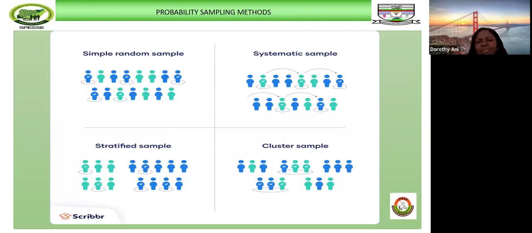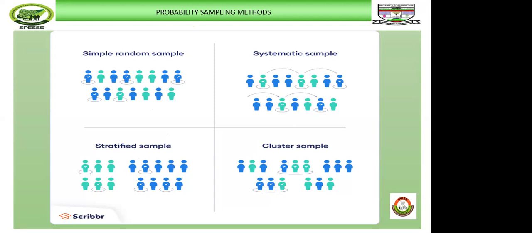So we'll go to probability sampling methods and we'll be able to see the types that we have. I put this in pictorial form, and I want you to see the first one is simple random sample. Second one is systematic.